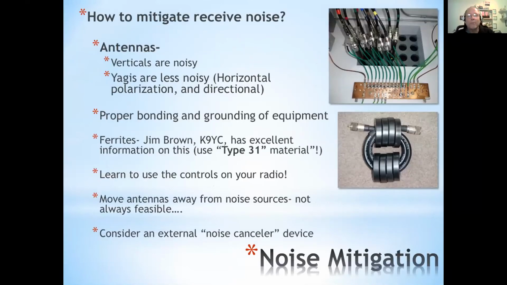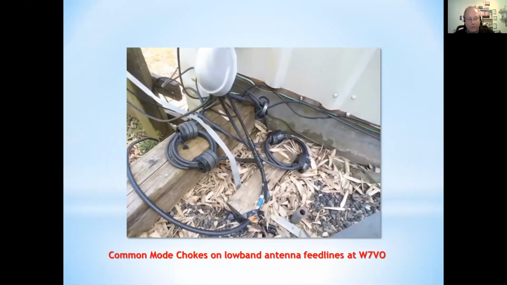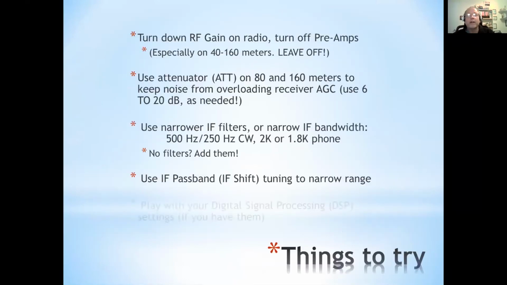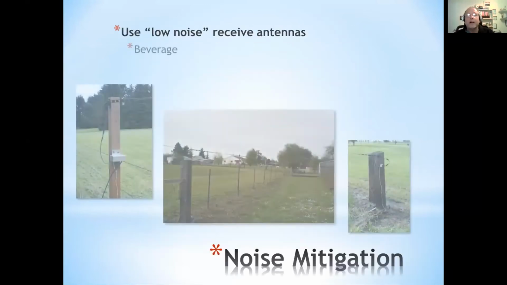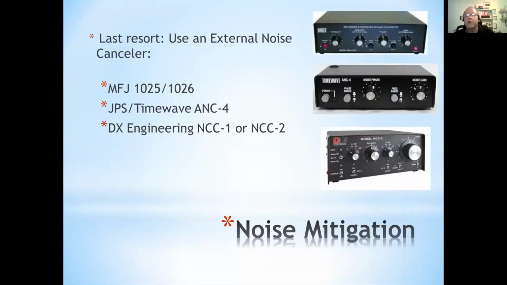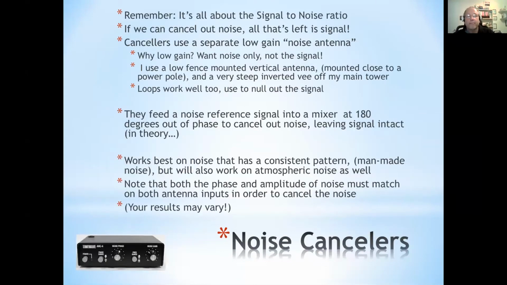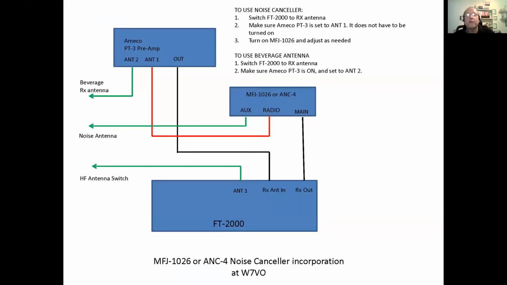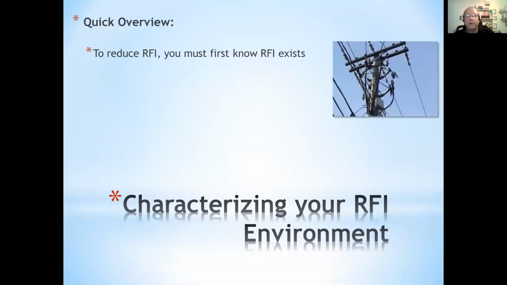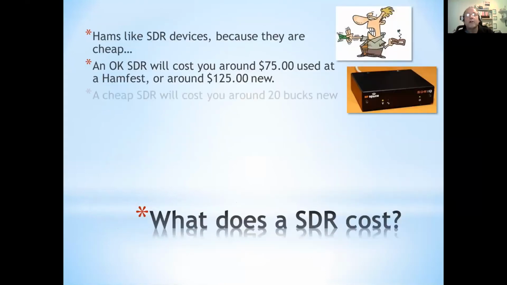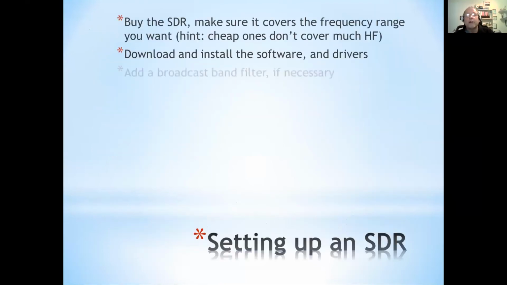Okay, we all learned about receiving noise. We learned about K9YC. We saw my antennas. We talked about spark plugs. We talked about turning down the RF gain. We talked about passband. We talked about beverage antennas, loop antennas, noise cancelers, mixers, and all kinds of stuff, and characterizing it. And we're almost here.